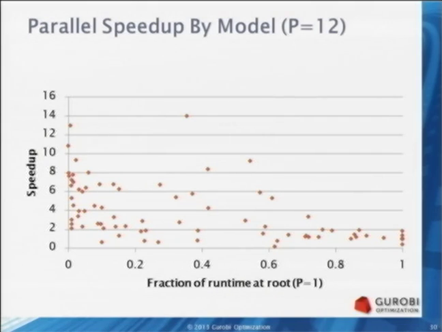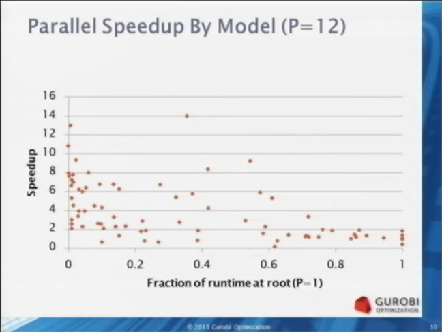Question. Sure. The title says p equals 12 and the caption says p equals 1. Yes, the fraction of runtime was measured at p equals 1, but the speedups here were measured for p equals 12. What are the speedups, percentages? They're ratios, so 10x, 8x. So with 12 processors, you're getting a 14-way speedup. In some cases, yes. That's the noise component coming into play.